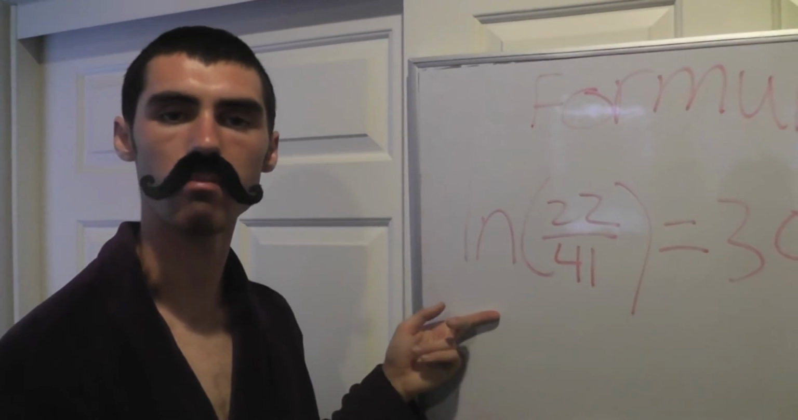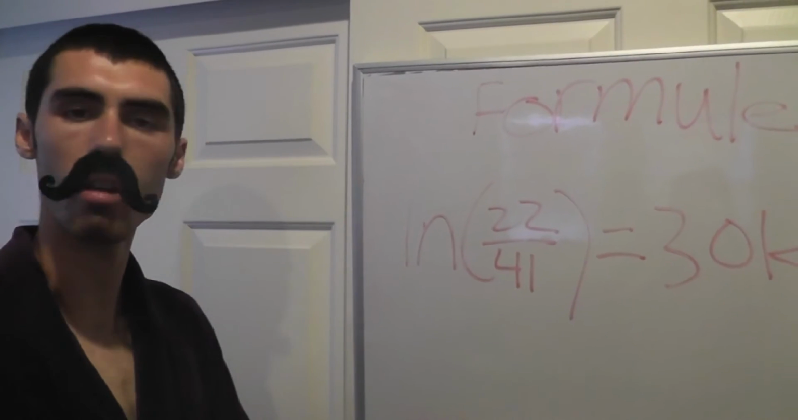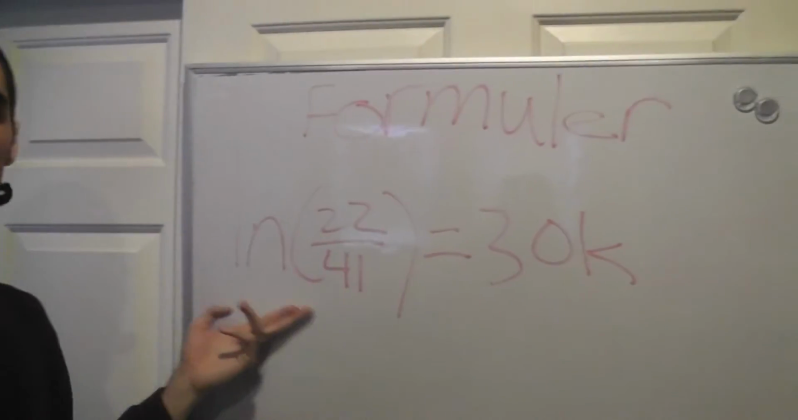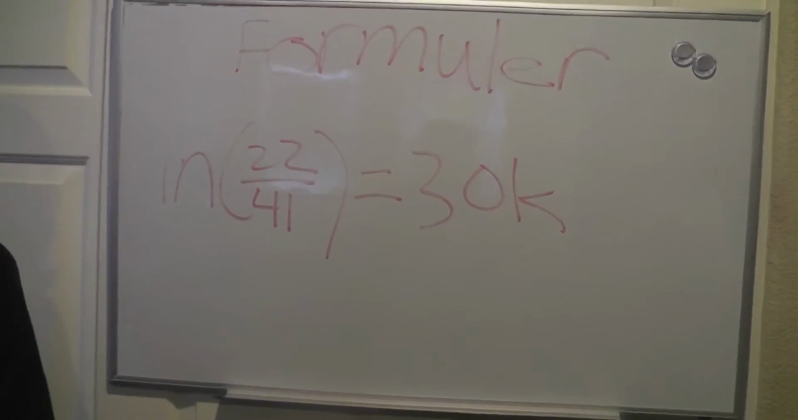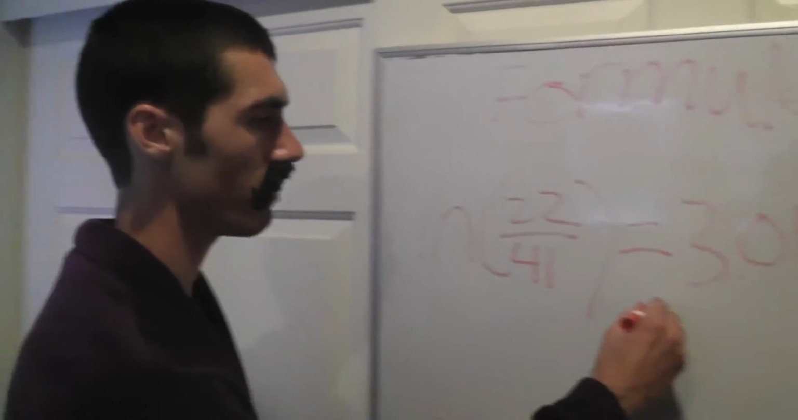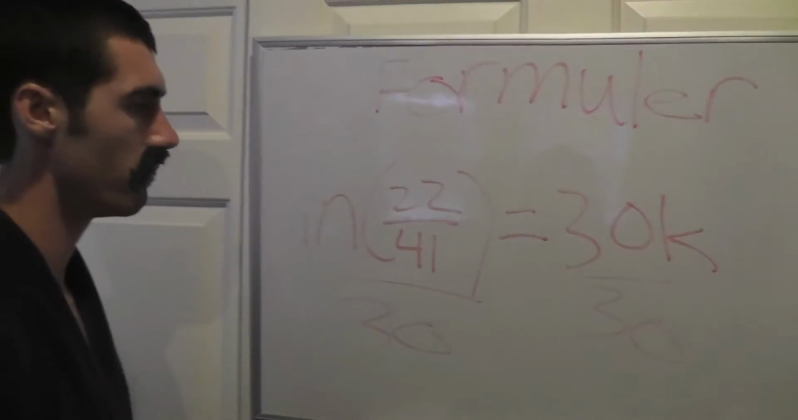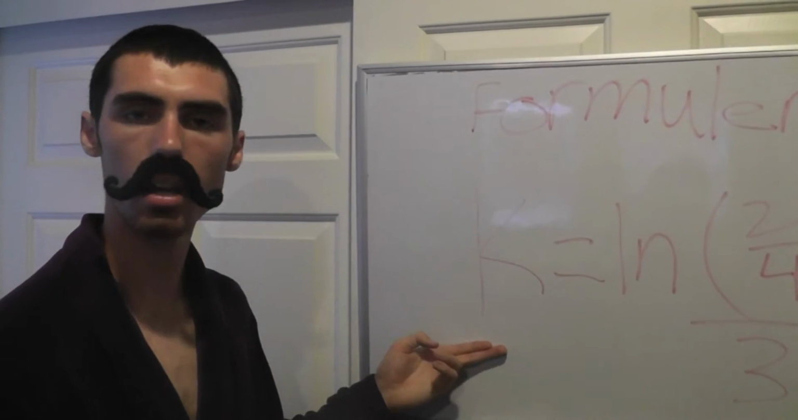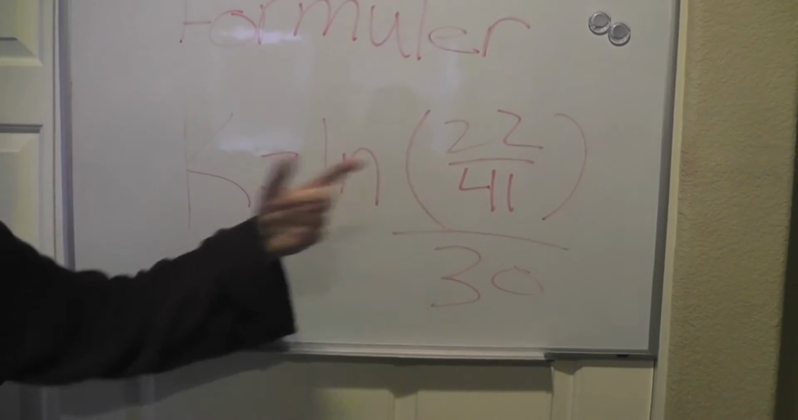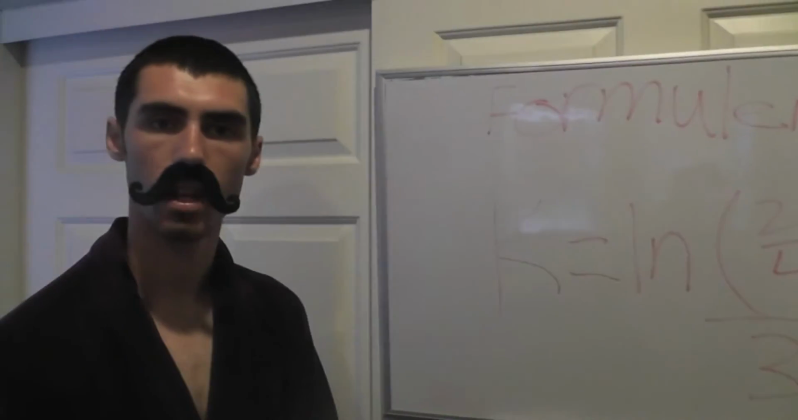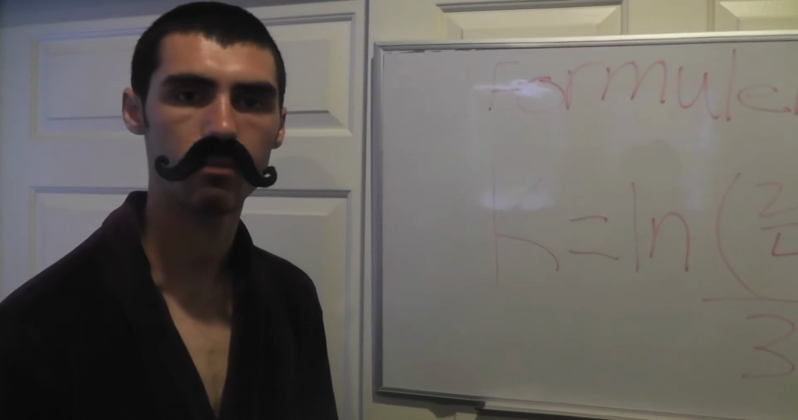When I ln both sides, the e poofs away. So now I'm left with ln(22/41) equals 30k. Now I simply must just divide by 30. Now, I have k equals ln(22/41) divided by 30. Now let's punch that into our calculators. So let's solve for k.